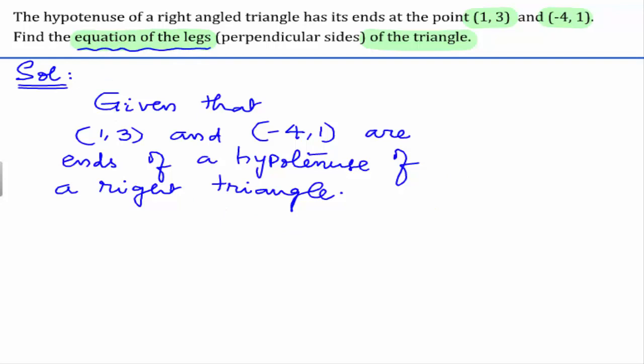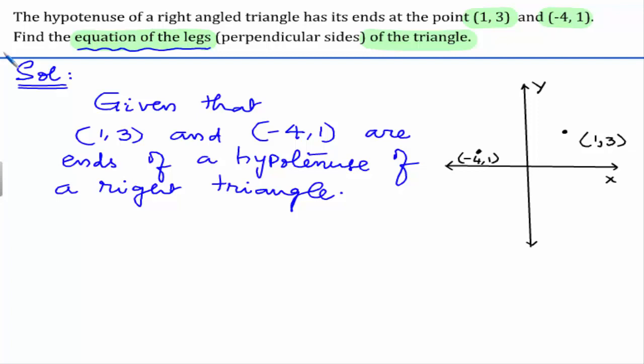Let us try to understand this problem with the help of a figure. Here is the x-axis and this is y-axis, and here is the point 1, 3 and here the point is minus 4, 1. And now the line segment joining these 2 points is the hypotenuse of a right triangle. Now let us try to form the right triangle here. Here is one right triangle which we can form, and we also can draw another right triangle. Look at this side. Here one right angle also can be formed. So that means with the help of this hypotenuse we can form 2 right triangles.